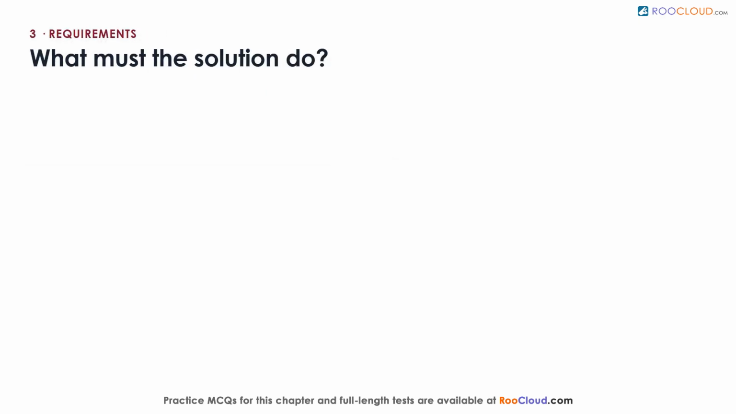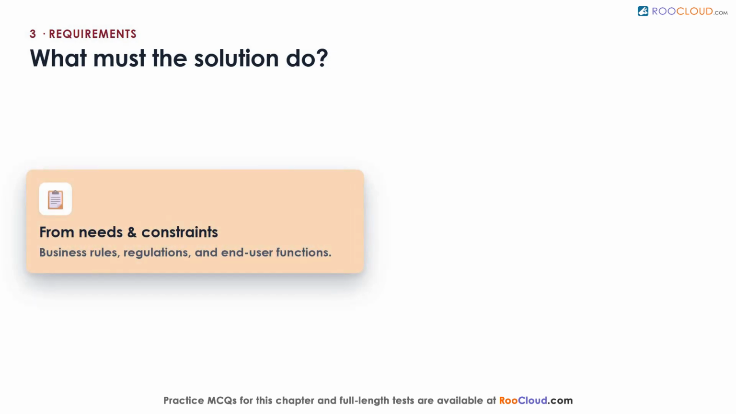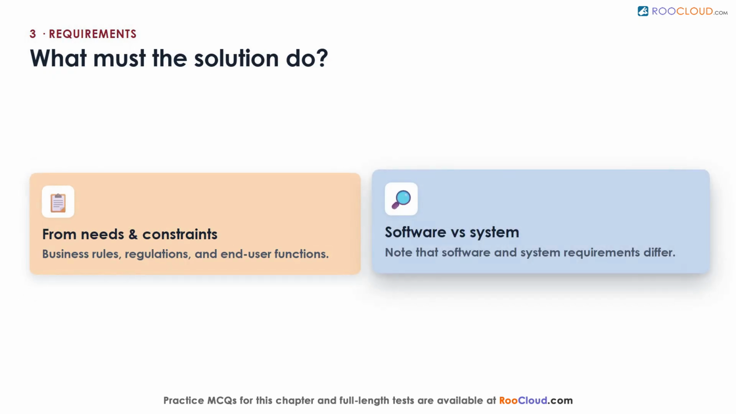What about requirements? That's the third part. You define what the solution must do. That flows from stakeholder needs and real constraints. Think business rules, regulations, and end-user functions. And note that software and system requirements differ.